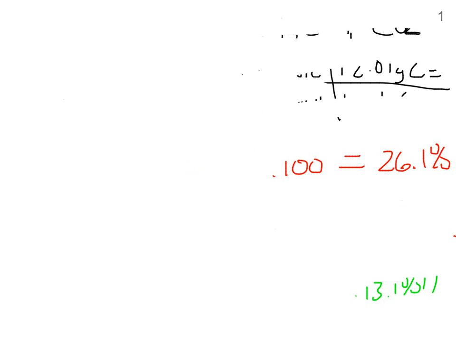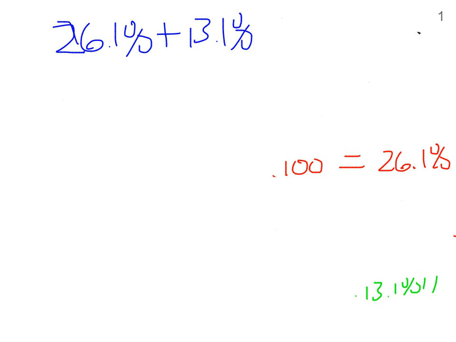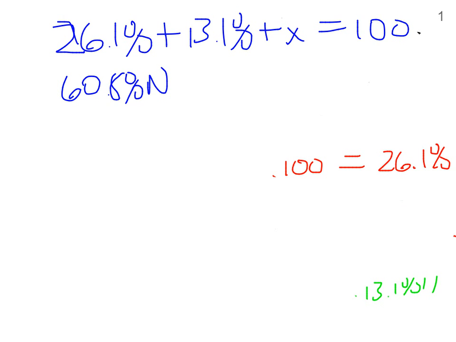Again, how did we get to that? Sorry, I'm trying to get all this stuff erased. Learning the program. So if we take 26.1%, that's the carbon, plus 13.1%, that's the hydrogen, plus the nitrogen is X, it all equals 100, so that means that 60.8% is nitrogen.